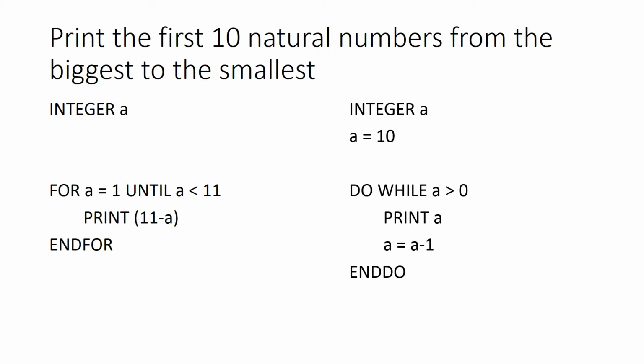We go to the do while line. Is a bigger than 0? Yes, a is 9. Then we print a, and then we subtract 1 from a again. A is equal to 8, and we keep doing it until a is 0. When a is equal to 0, the do while line will be false, and then the algorithm gets out of the loop.